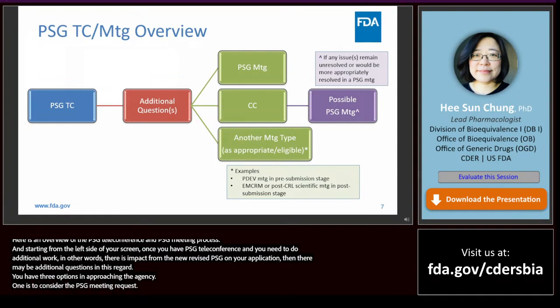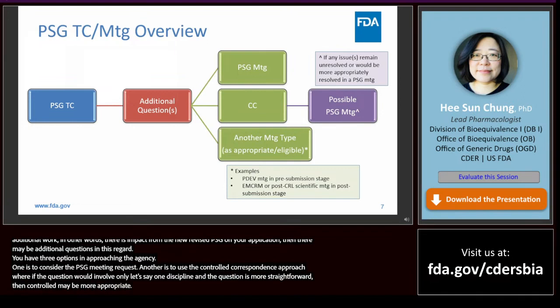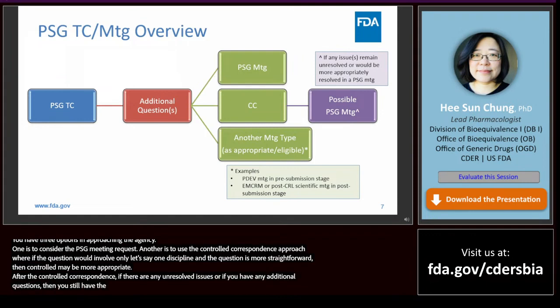Another is to use the controlled correspondence approach, where if the question would involve only, let's say, one discipline, and the question is more straightforward, then controlled correspondence may be more appropriate. After the controlled correspondence, if there are any unresolved issues or if you have any additional questions, then you still have the option to reach out to the agency through the PSG meeting process.